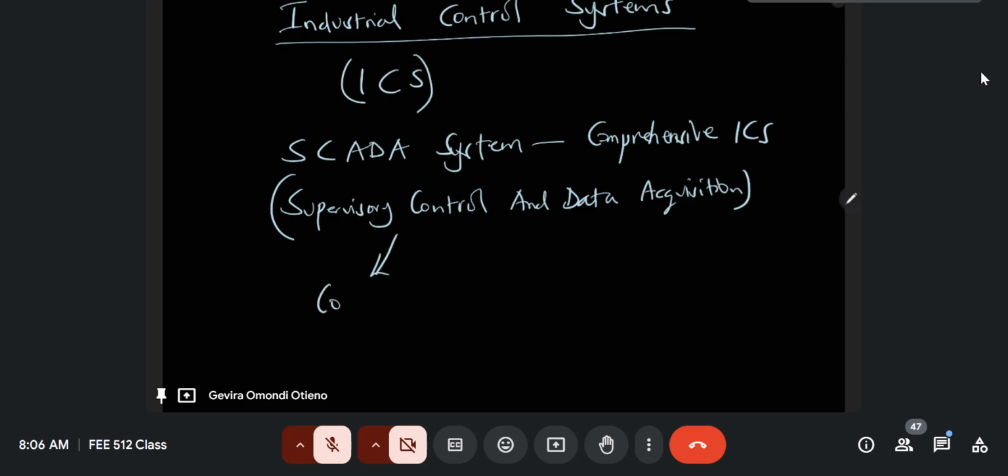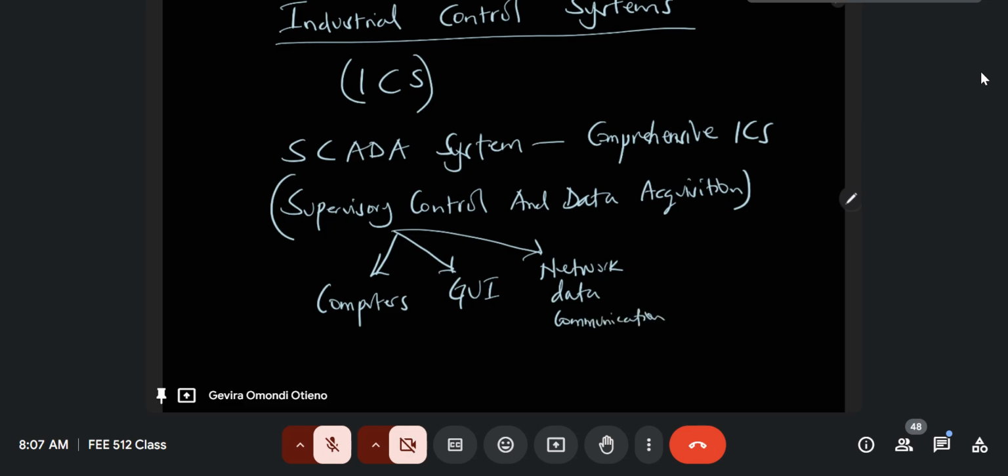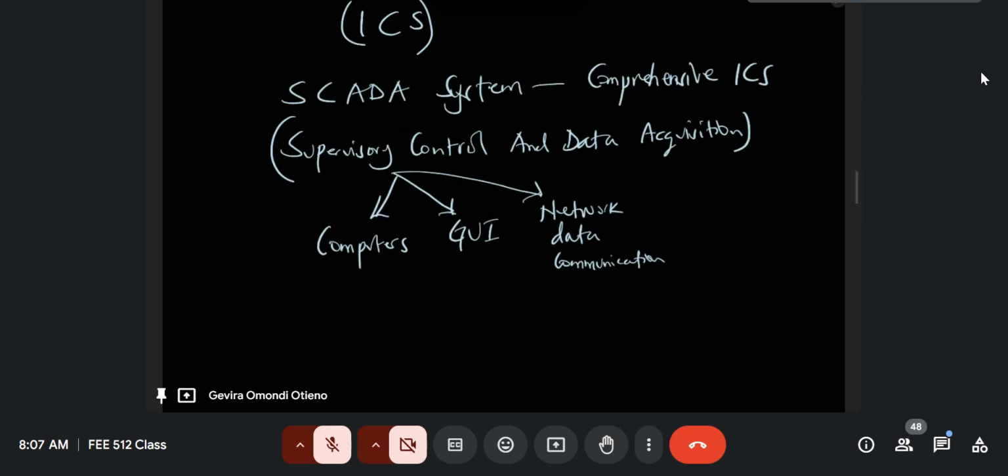It employs computers. It's used a lot in industry. Apart from computers, it employs graphical user interfaces. Apart from that, you have to include maybe network data communication, because these systems must be interconnected. So the SCADA system is one of those systems that are widely used to provide a very high level of automation and control and monitoring. So, by the way, that's why it's a SCADA system.